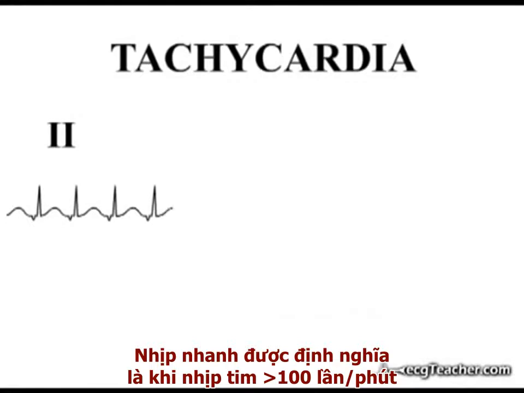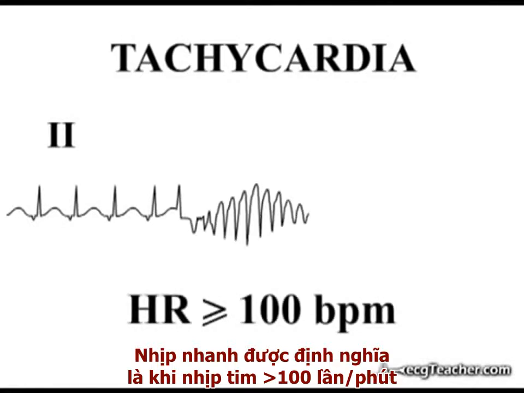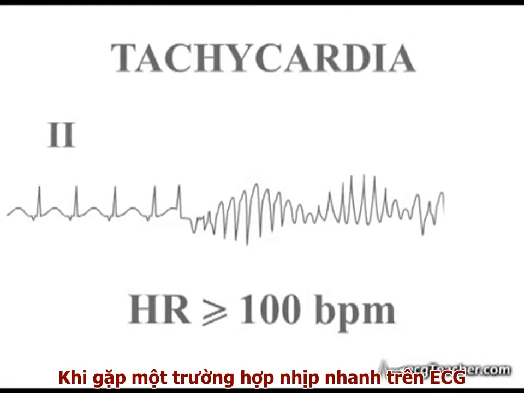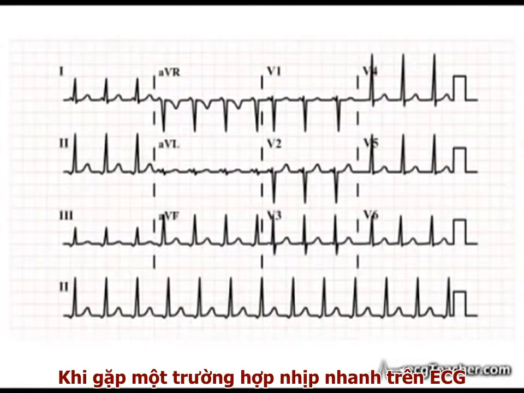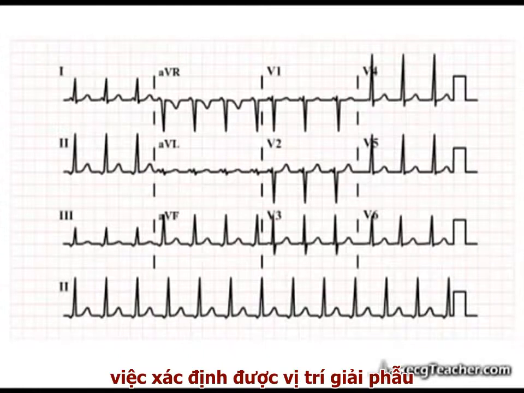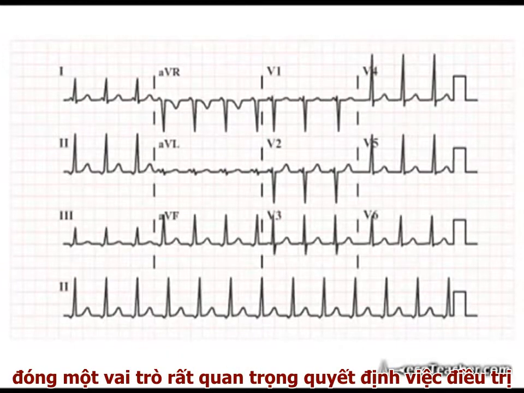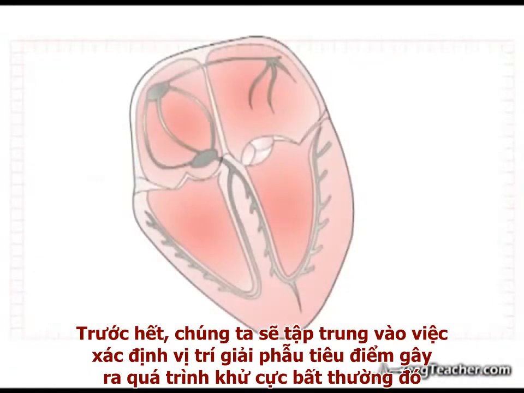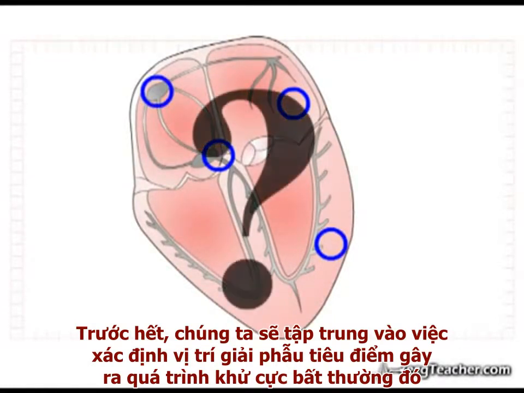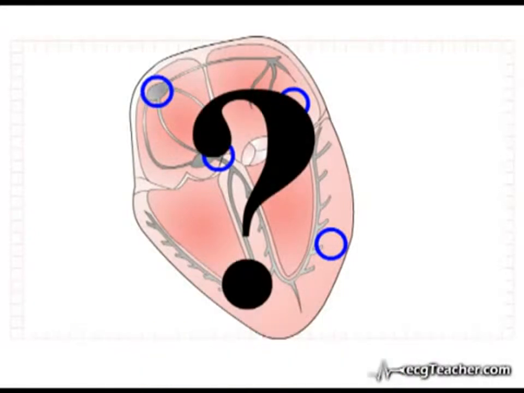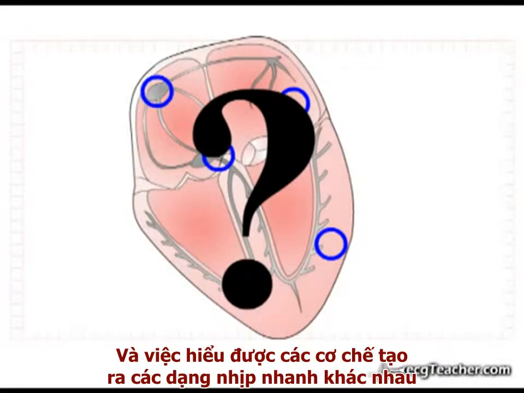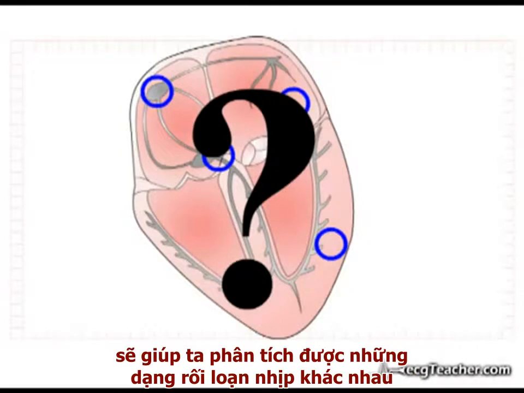Tachycardia is defined as a heart rate of 100 beats or more per minute. When faced with a tachycardia on the ECG, identification of the anatomical location and nature of the focus of depolarizing current generating the arrhythmia has a critical bearing on treatment. Initially, we will concentrate on the identification of the anatomical location of the abnormal depolarizing focus. An understanding of the mechanism generating different tachycardias will come with analysis of the individual types.